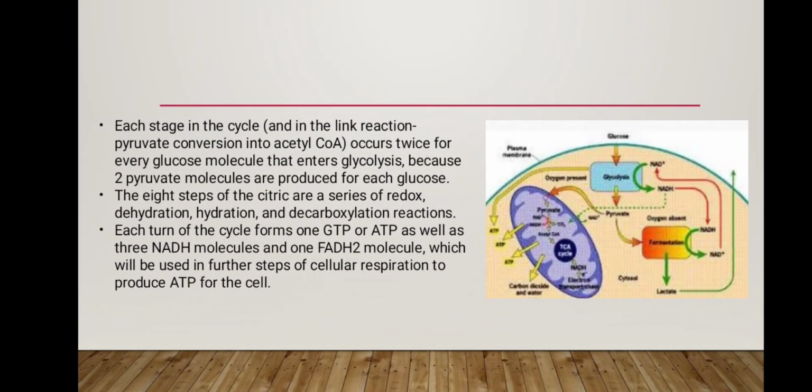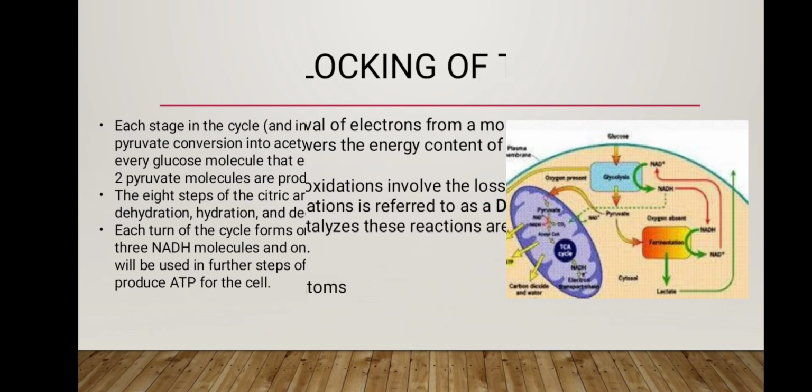Each stage in the cycle and in the link reaction, pyruvate conversion into acylated-CoA, occurs twice for every glucose molecule that enters glycolysis, because 2 pyruvate molecules are produced for each glucose. The 8 steps of the citric acid cycle are a series of redox, dehydration, hydration, and decarboxylation reactions. Each turn of the cycle forms 1 GTP or ATP as well as 3 NADH molecules and 1 FADH2 molecule, which will be used in further steps of cellular respiration to produce ATP for the cell.